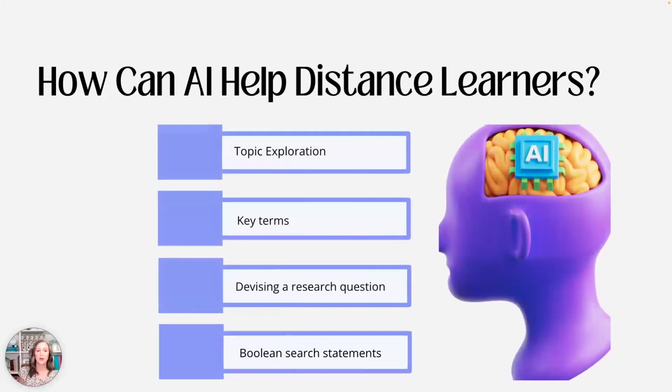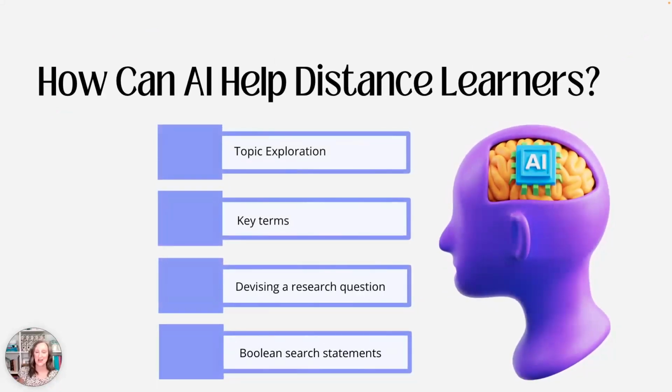So how can we use AI to help online students? There are four main ways that we'll focus on today: initial topic exploration, brainstorming important key terms, narrowing their topics and devising their research questions, and constructing initial Boolean search statements.